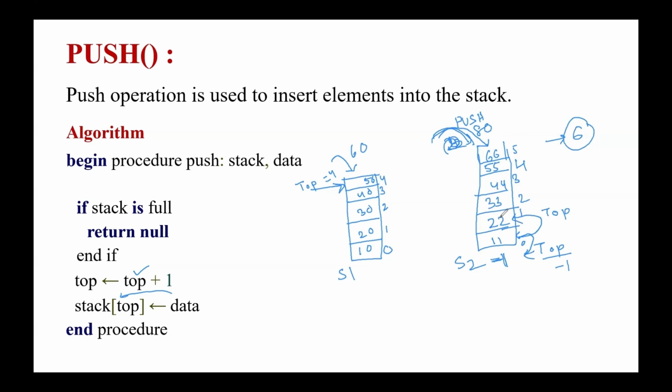So this is a very simple algorithm for the push operation. For inserting or pushing an element into the stack, two cases we have to check. Case 1: check whether the stack is full or not. If the stack is full, we simply return. We cannot insert the value. Case 2: if the space is available, we increase the top value by 1, meaning the top points to the next position. Then we store the data and return. This is the algorithm for inserting an element into the stack, the push operation.